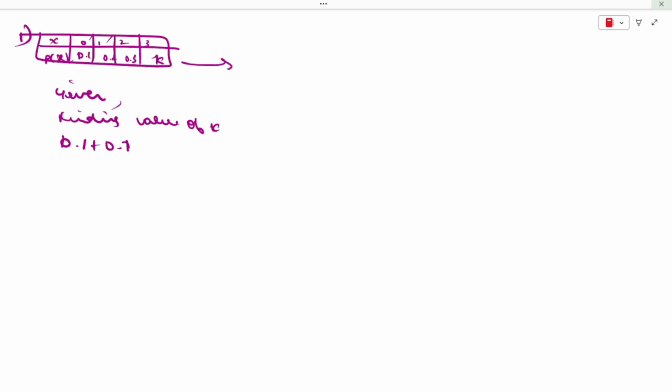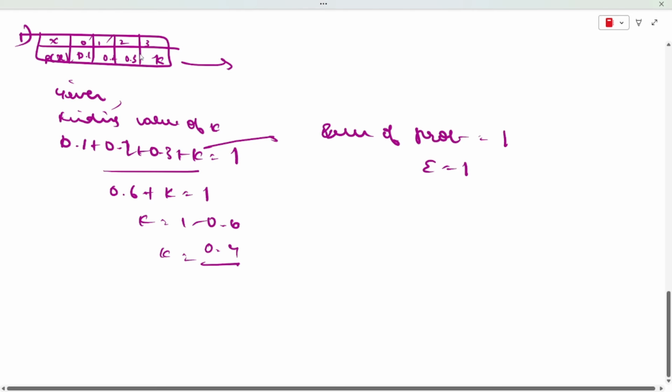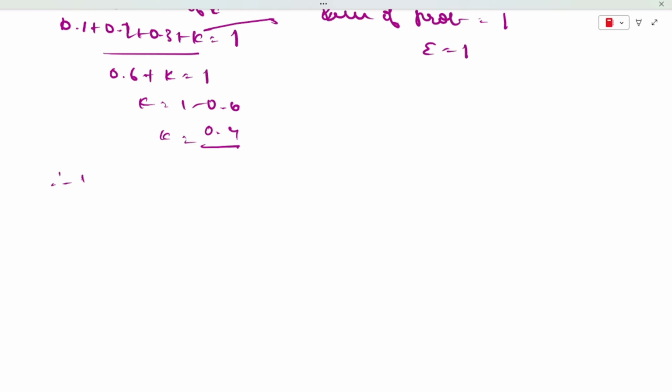Next you write it as 0 + 0.1 + 0.2 + 0.3 + k is equal to 1, because the sum of probability values will always be equal to 1, that is sum is equal to 1, and you write all that and add it. Okay, 0.6 plus k, you will get 1, k is equal to 1 minus 0.6. All these steps you need to write, you will get 0.4, and that is the value of k. Now next you write, therefore the value of k is 0.4.